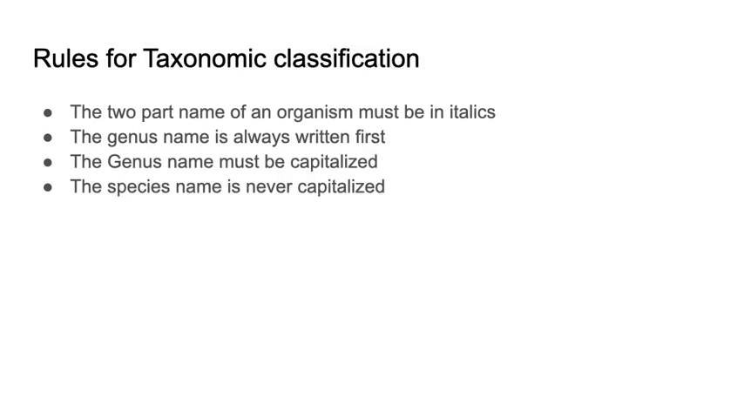There are some rules for taxonomic classification which you will be expected to know. The two-part name of an organism must always be in italics. That is, the genus species name of an organism must be italicized. The genus name is always written first. The genus name must be capitalized. And the species name is never capitalized.